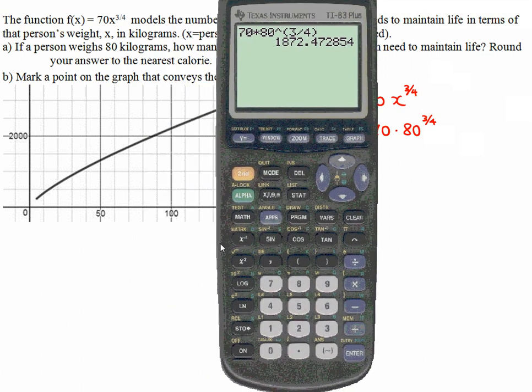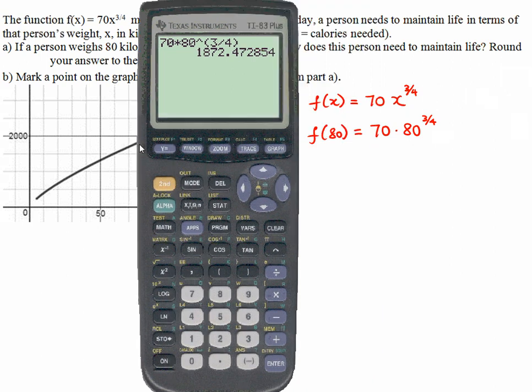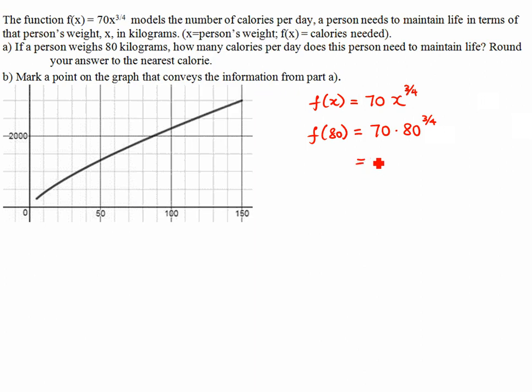Now the question is asking you to round it to the nearest calorie. So that means you want to round it to the nearest whole number. So we need to take a look at the tenths place, which is 4. And so we do not need to round up. So the number would be 1872. So f of 80 equals 1872 calories per day.